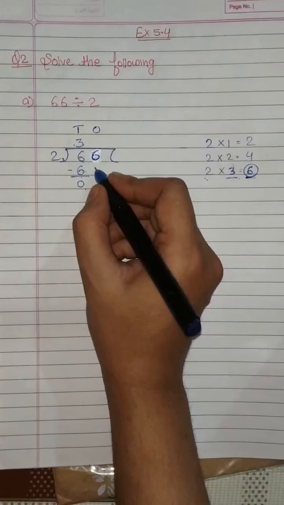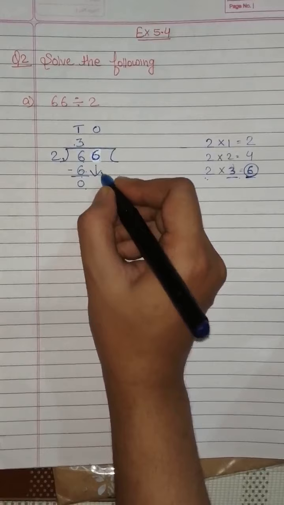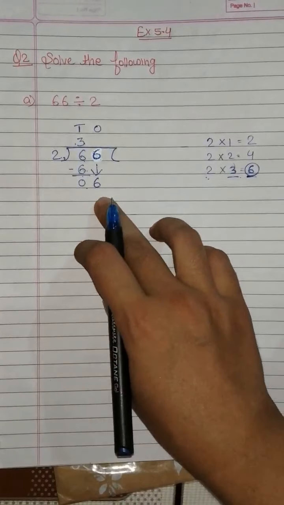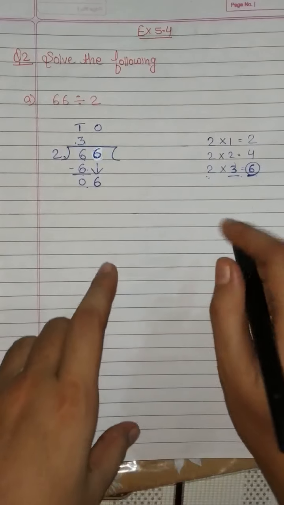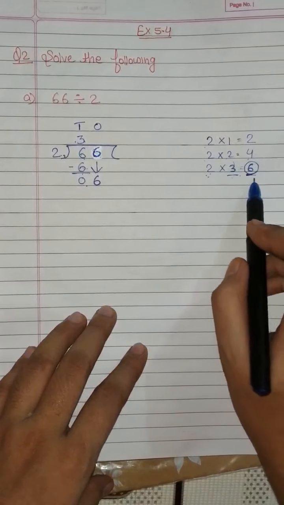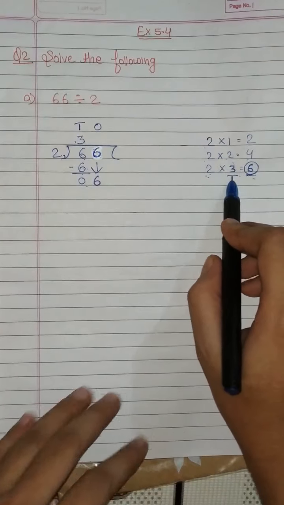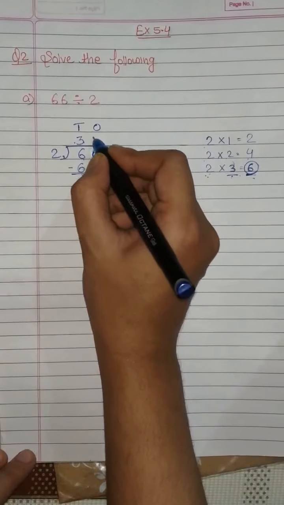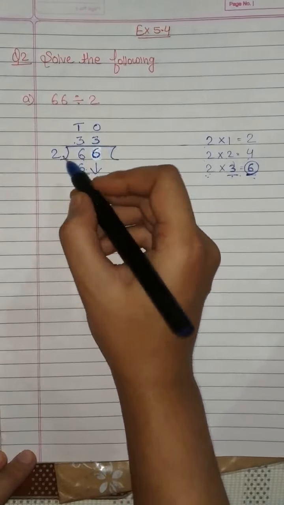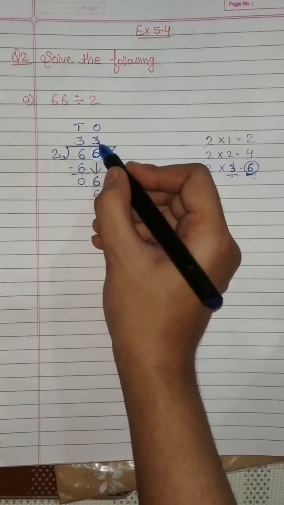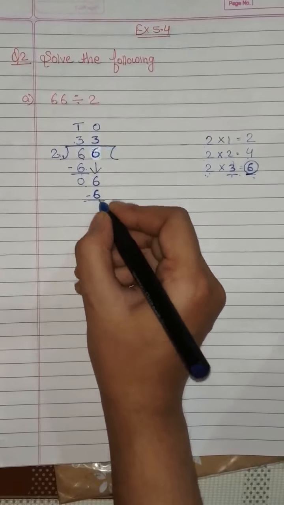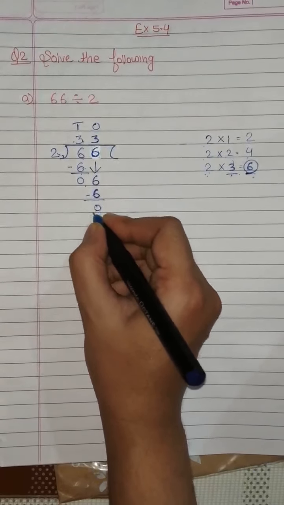Now let's move on to the next step. Now we'll bring down the next digit. Now the next digit is 6. Now again we are going to read out the table of the divisor. 2 ones are 2, 2 twos are 4, 2 threes are 6. So we are getting 6 how many times? We are getting 3 times. Now we are going to write 3 in ones place because we have divided ones place digit. We multiply the two numbers. 2 threes are 6. We have written 6 over here. We'll subtract 6 minus 6 is 0.